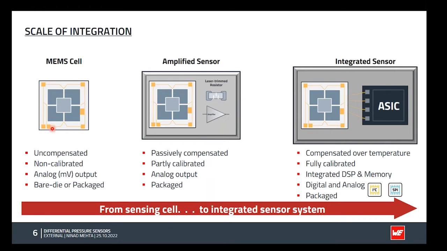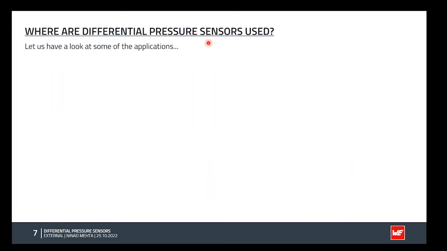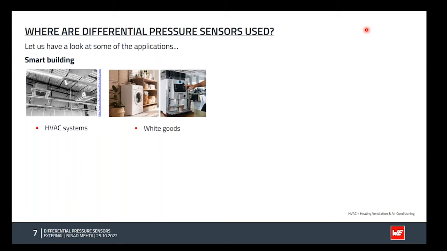So from a basic sensing cell to an integrated sensor, there are different types of sensors available, and which one to use depends vastly on what type of application you are aiming for. When we talk about applications, there are many types where pressure sensors are being used. Some of them are, for example, smart buildings, where in HVAC systems or in white goods, washing machines, dishwashers, coffee machines, or even smart vacuum robots, pressure sensors are being employed.